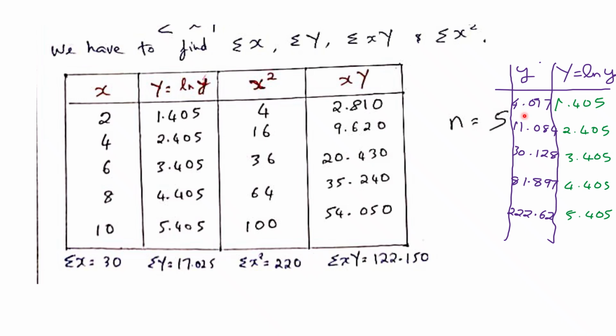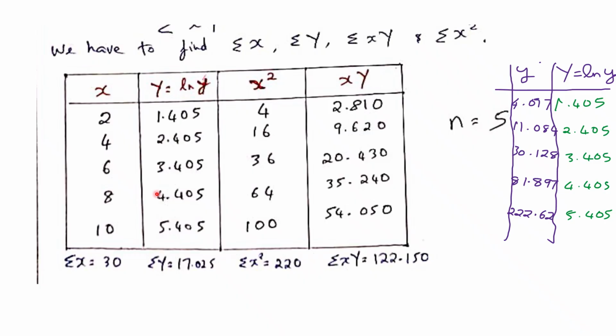So small y values are these: corresponding to 2, that is 4.077. So this is 11.084, 30.128, 81.897, 222.62. These are the given values of y. Now what we want is capital Y. So capital Y is log y. So in the calculator you have to press ln first, then 4.077, you get 1.405. Next you press ln in the calculator, and type 11.084. When you press equal to, you will get 2.405. So the same way we obtain like this. This value is shown here.